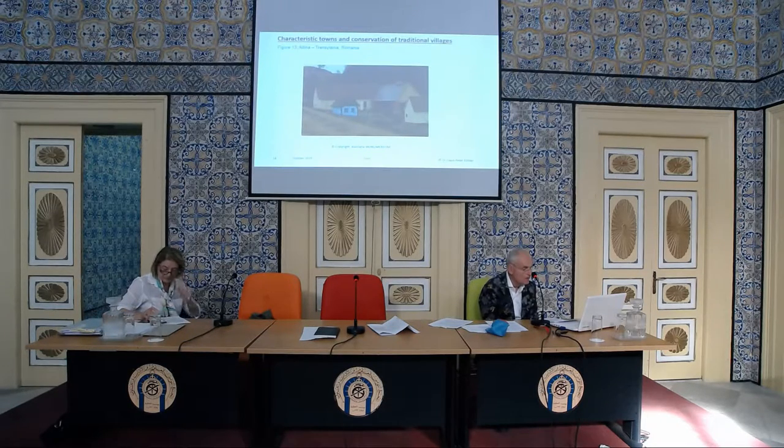For the villages that are struggling to keep their spirit in the world of modernism, ecotourism and cultural tourism can be an engine for development. It can also bring additional sources of income for the locals.